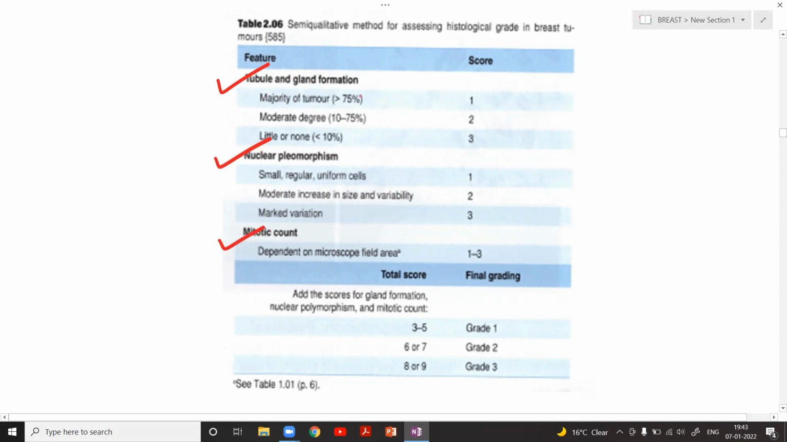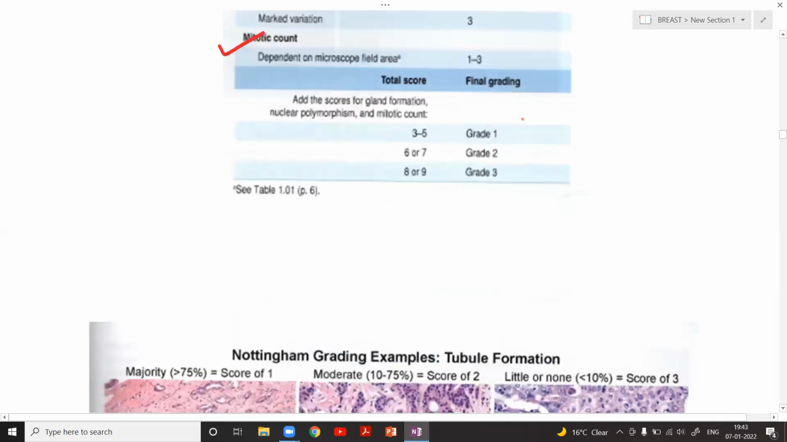So what is the tubule and gland formation? If the majority, more than 75%, contains tubules and gland, the score will be 1. If moderate, 10 to 75% contain gland, score is 2. Little or less than 10%, the score is 3. So let me show you what is tubule formation.